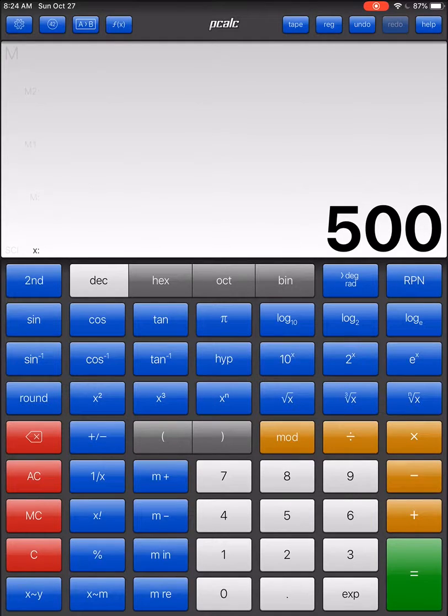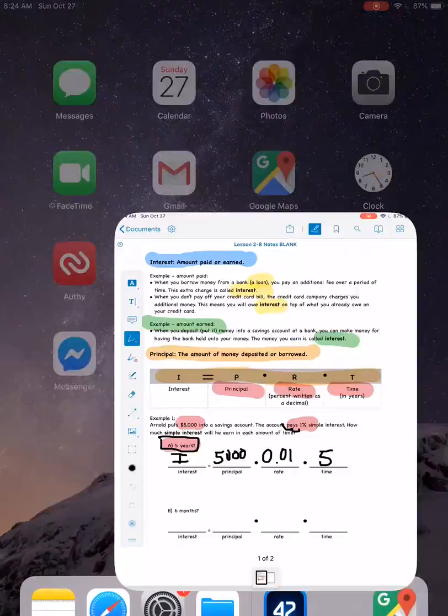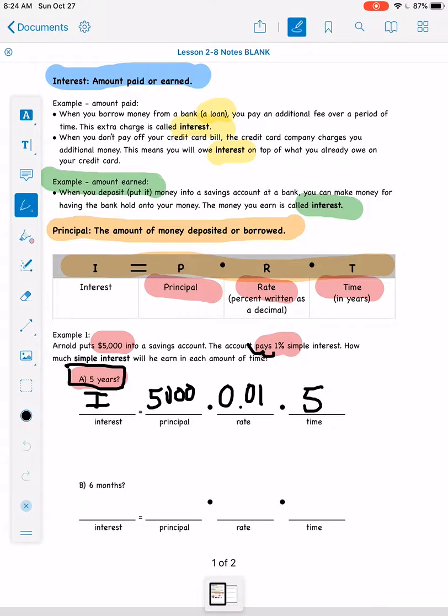We have 5,000 multiplied by our rate, which is 0.01, times our number of years, which gives us a total of 250. Okay, so we have our calculation here. We know our interest is going to equal $250. That's how much it would be if we had our amount in the account for 5 years.